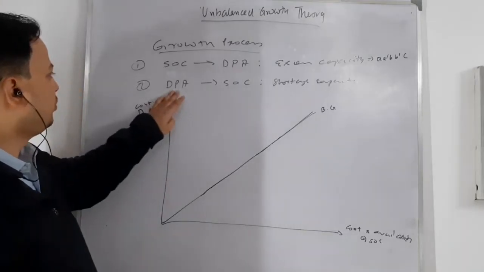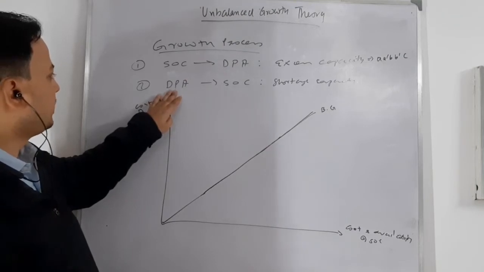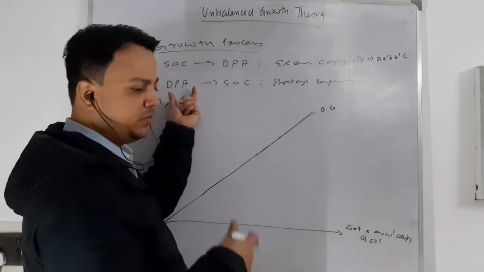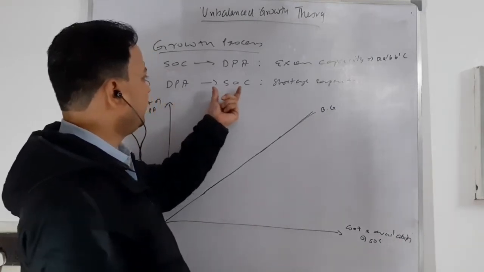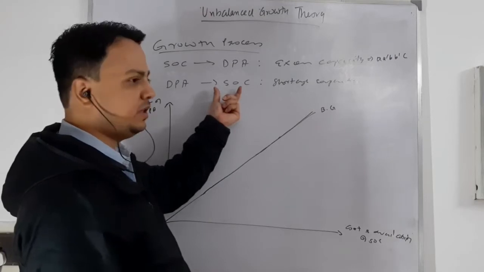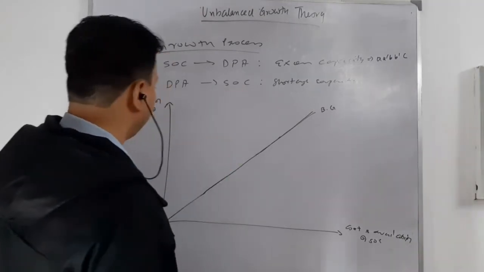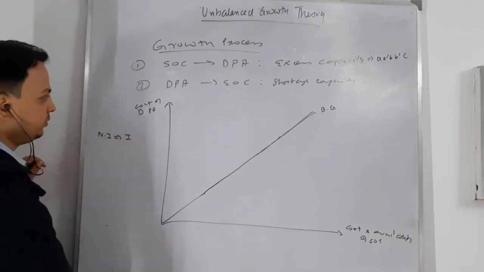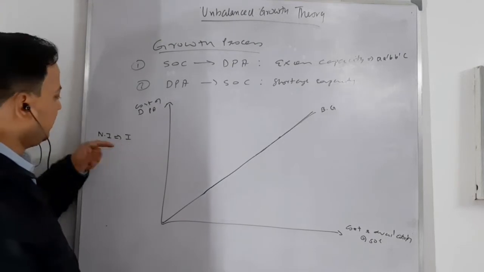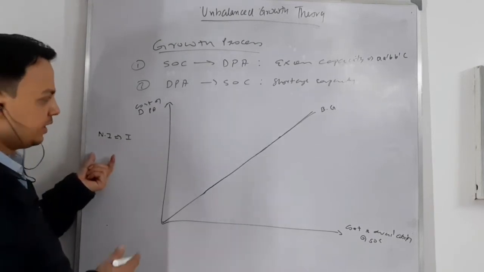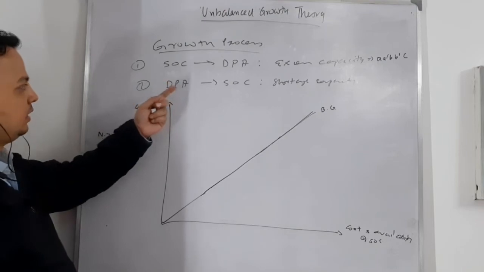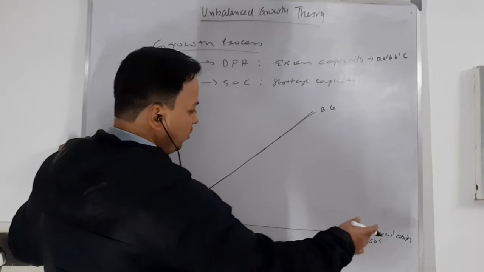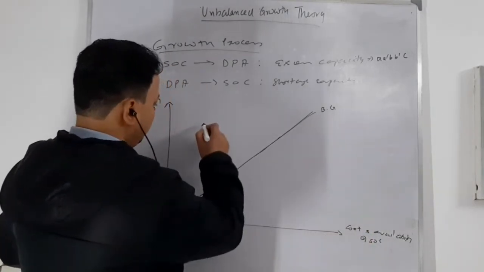The second case: I am going to look at the growth process from direct productive activity to social overhead capital. That means first direct productive activity will be taken, then based on the requirement of direct productive activity, social overhead capital will be provided. So for the given national income, we will have a given investment level, and for the given investment level, when we are taking a decision about direct productive activity, it will depend on your availability of social overhead capital.